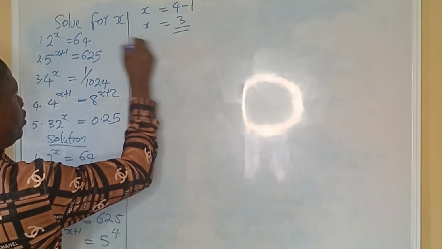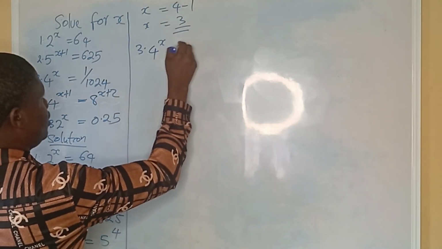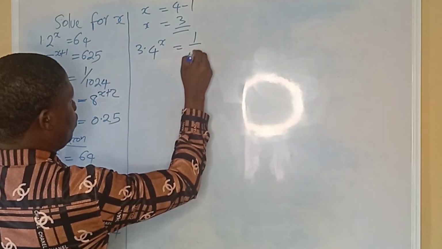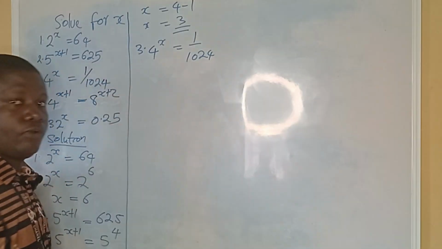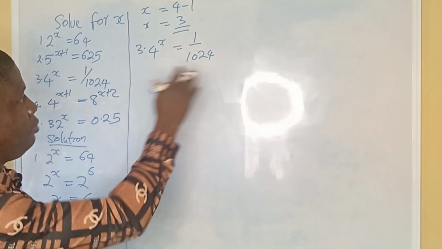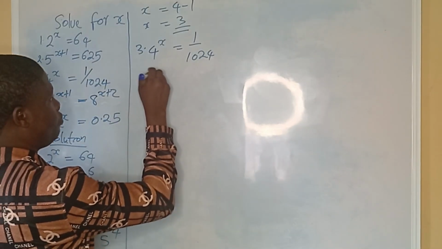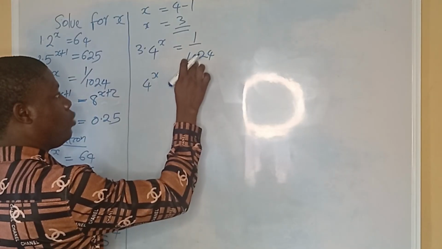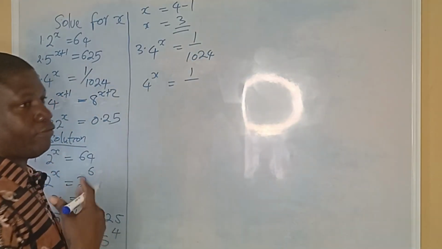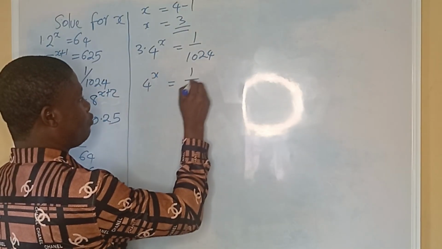So the third question that we have here says 4 raised to the power of x is equal to 1 over 1024. Now, for this, we still follow the same process. We make sure that their bases are equal. That will give us 4 raised to the power of x is equal to 1 over 1024. 4 raised to the power of 5 will give us 1024. So we have 4 raised to the power of 5 here.